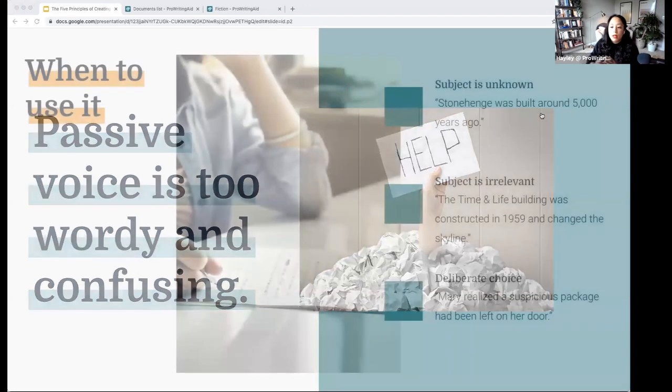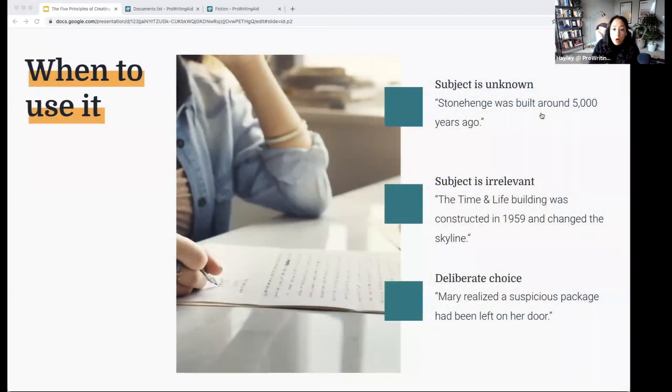So here are the 3 times when I think it's okay to use passive voice, when you can choose to use it. The first is if the subject of your sentence is unknown. So for example, Stonehenge was built around 5,000 years ago.